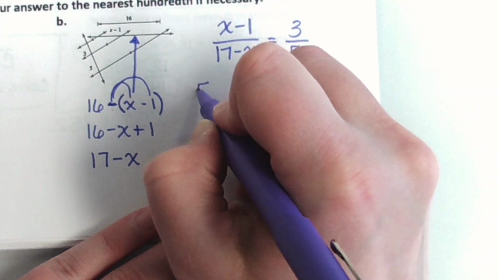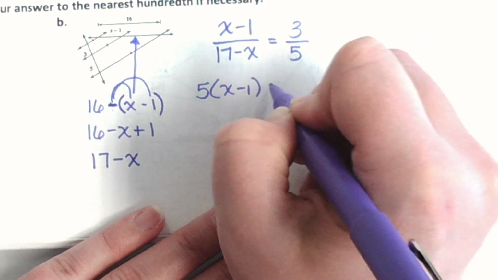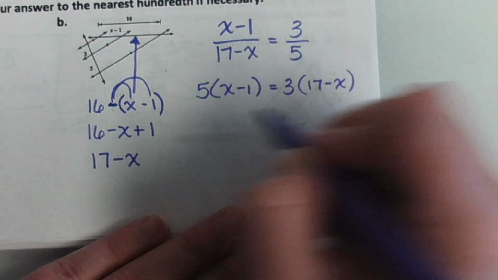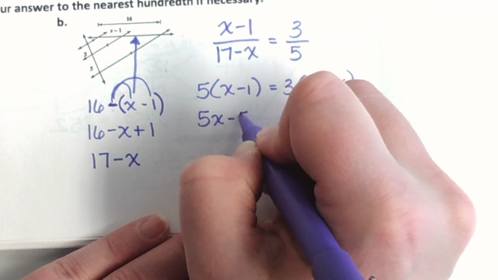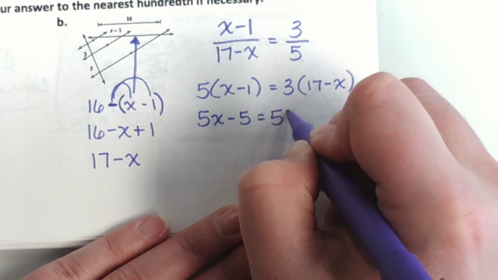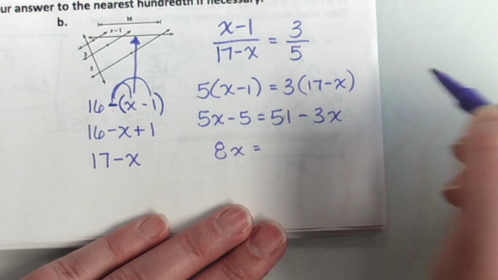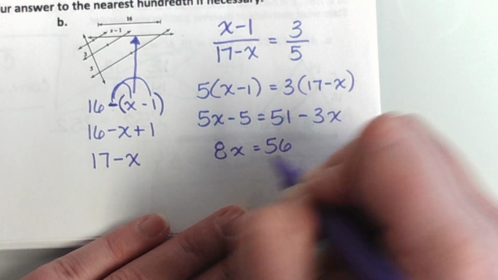I don't know this one off the top of my head. I haven't done this problem yet. So I'm just going to quickly go through it. Y'all know how to cross multiply. X is 7.